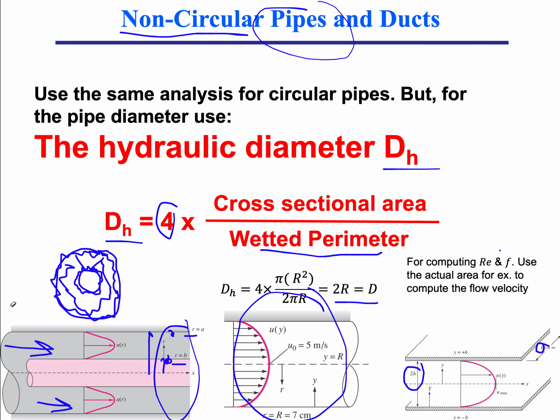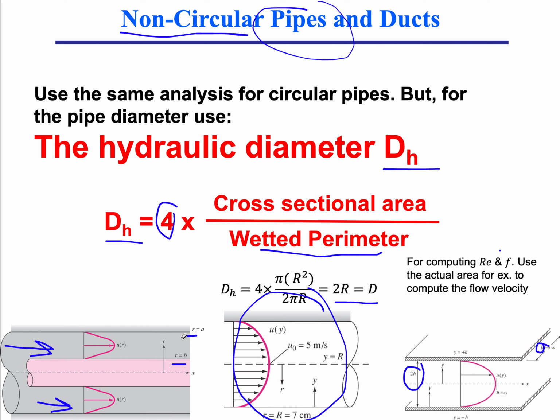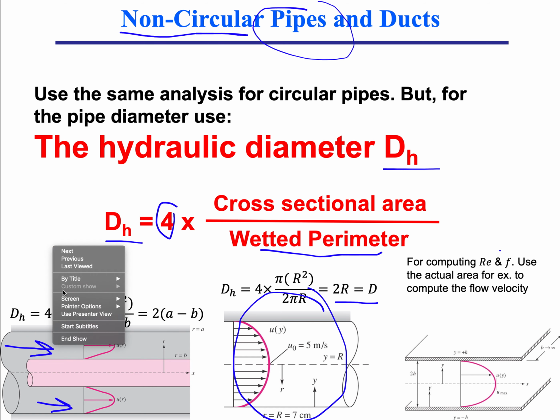So if we now look at this case where we have two concentric cylinders and the flow is going between them, we get the hydraulic diameter to be the cross-sectional area, which is the area covered by the flow, which is pi r1 squared minus pi r2 squared.